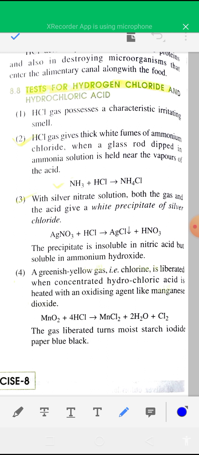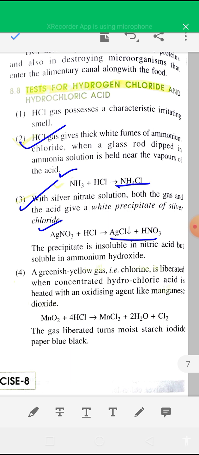Test for hydrogen chloride, I have already told, is an important test. When hydrogen chloride comes in contact with ammonia gas, it will form a dense white fume due to formation of ammonium chloride. Similarly, when hydrochloric acid solution comes in contact with silver nitrate solution, it will form a white precipitate of AgCl. So these are very important tests for hydrogen chloride or hydrochloric acid.